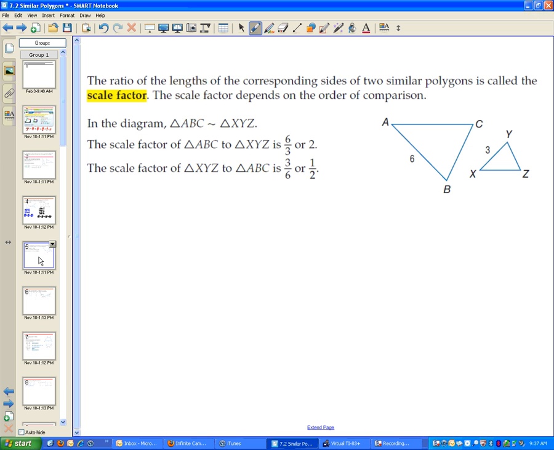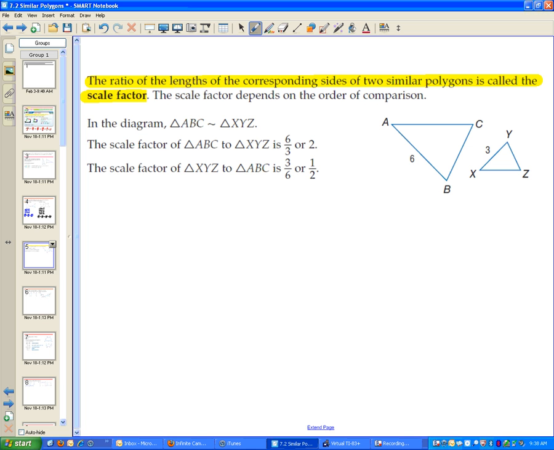Back on page 466, the ratio of the lengths of the corresponding sides of 2 similar polygons is called the scale factor. Okay? Now, usually the scale factor is written in simplified form. For instance, if your scale factor was 20 to 30, you would simplify that down to 2 to 3. You don't necessarily have to, but it's accepted form to write it in simplified form.